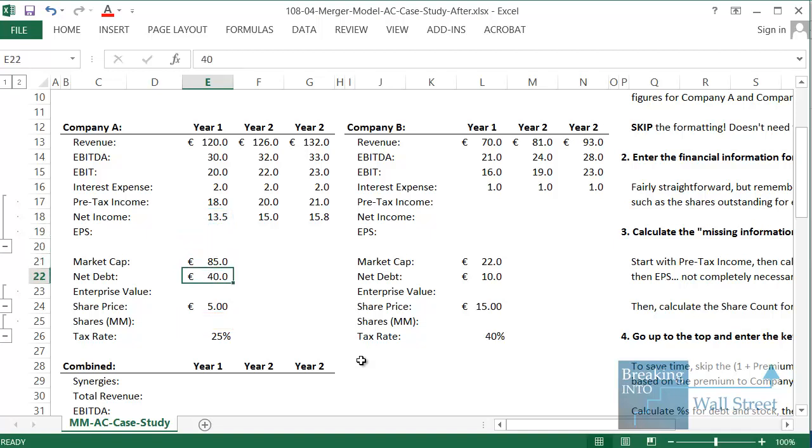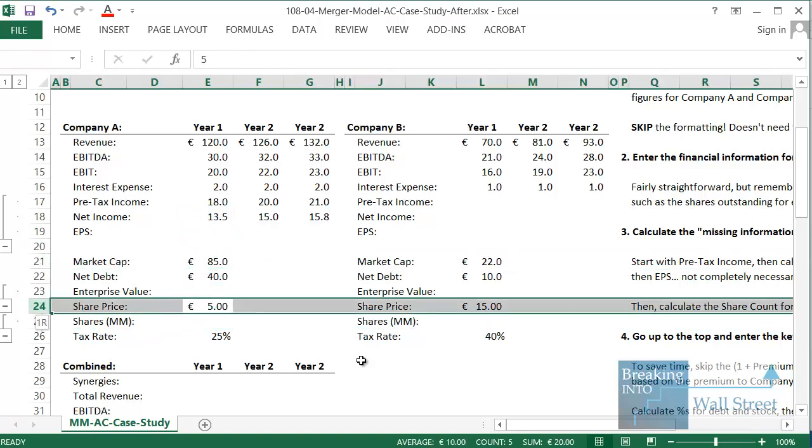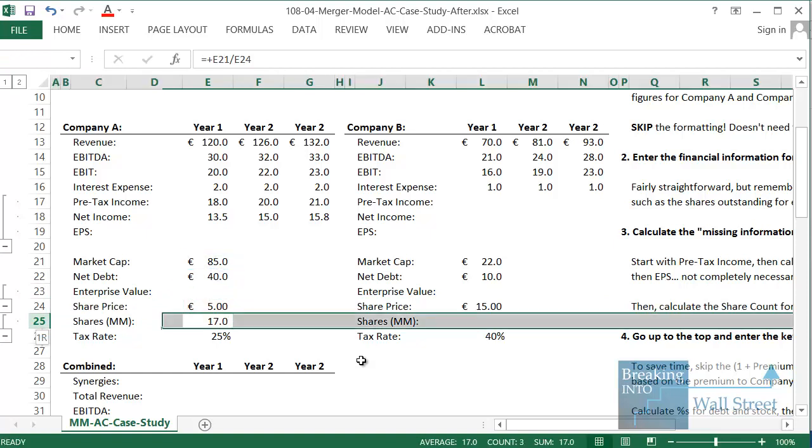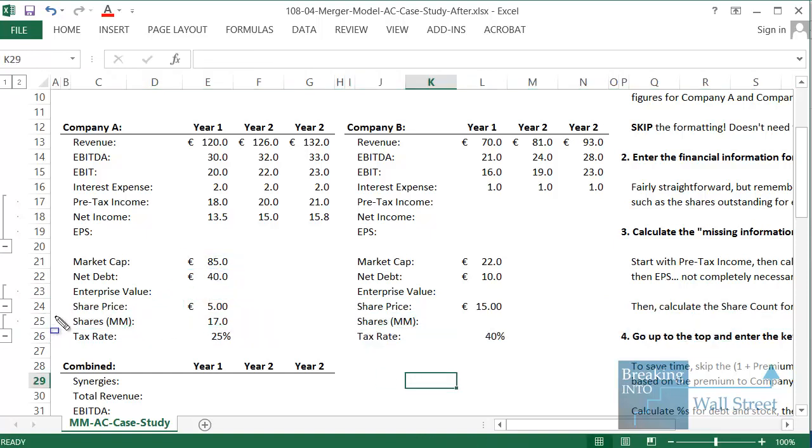How do you calculate the share count for company A when you don't have it? Well, you know their market cap and you know their share price, so all you have to do is take their market cap, divide by the share price, and get to their share count of 17 million shares here. These units are in millions. I've just labeled it that way to remove any ambiguity there.